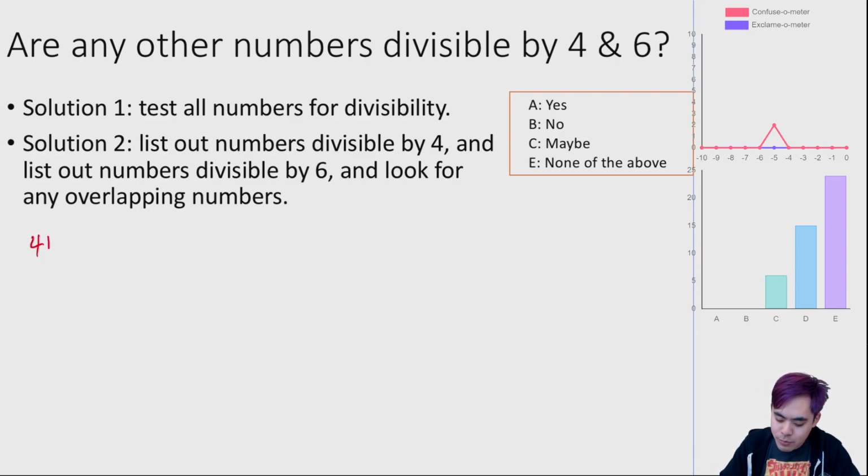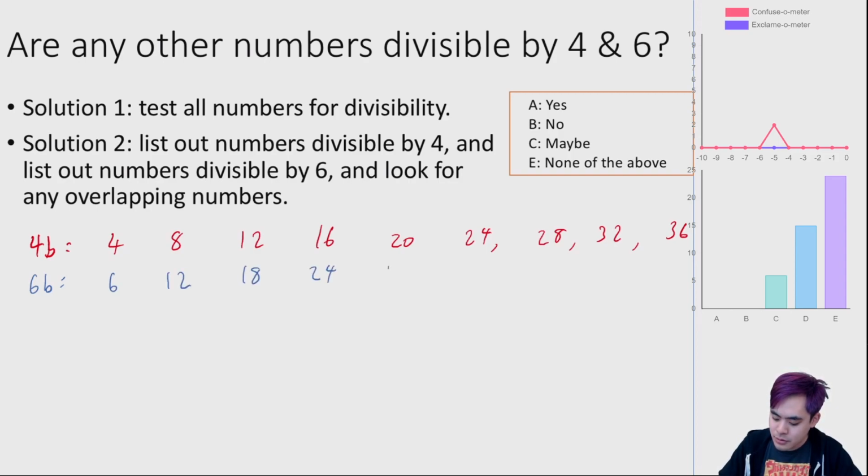So let's say 4b, so all the multiples of 4, well, what is that? 4, 8, 12, 16, 20, 24, 28, 32, 36, and let's say 6b, 6, 12, 18, 24, 30, 36, 42, and so on. And then, which numbers are divisible by both? Well, we have 12 here, we have 24 here, and we have 36 here.